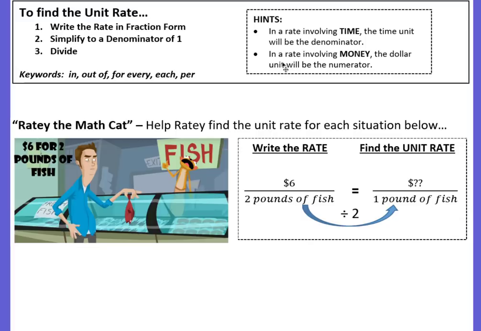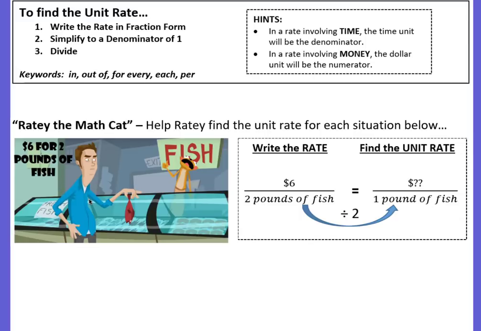Okay, some hints when finding the unit rate. You always want to write the rates in fraction form. And when you write your rate, if it involves time, like how many per hour, how many per second, anything having to do with time, the time unit will most always be in the denominator. And if you have a rate involving money, the dollar unit is usually always the numerator. So let's go back and talk about Rady the Math Cat video.